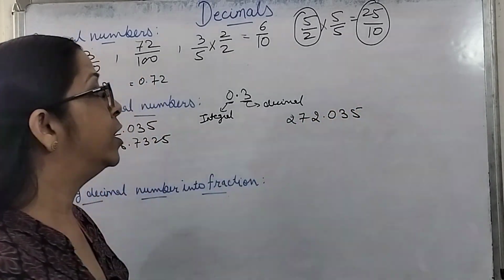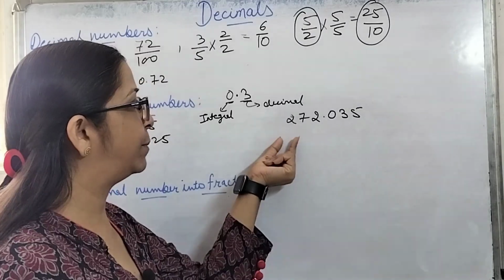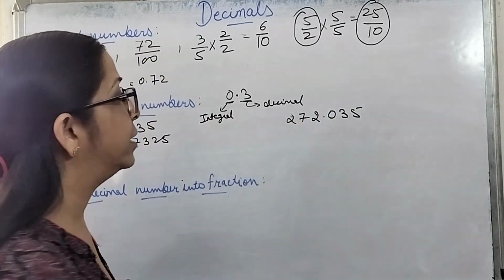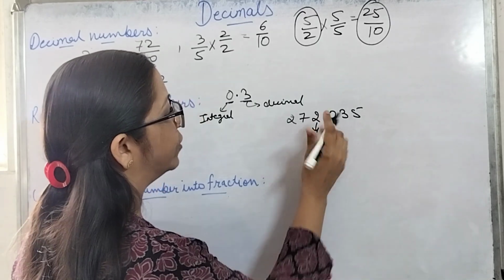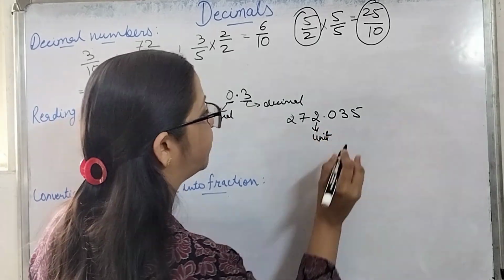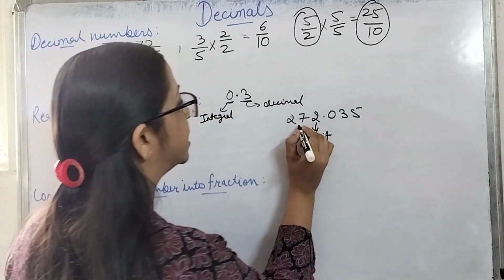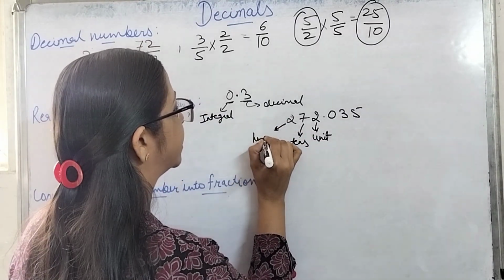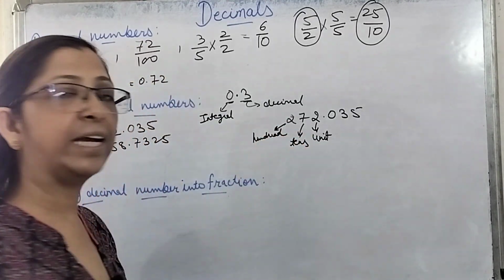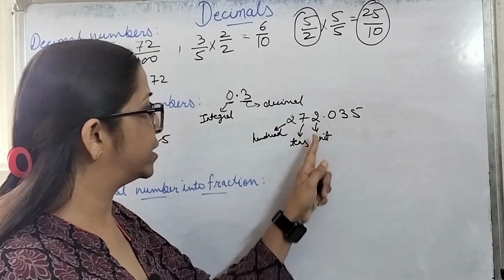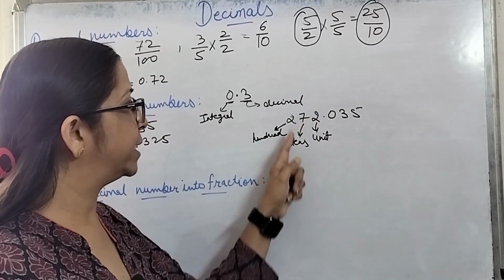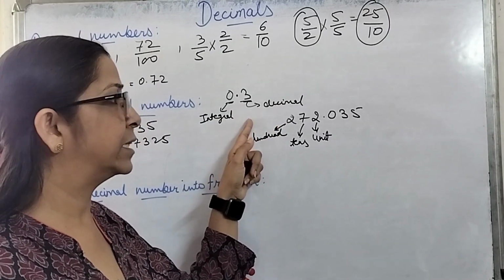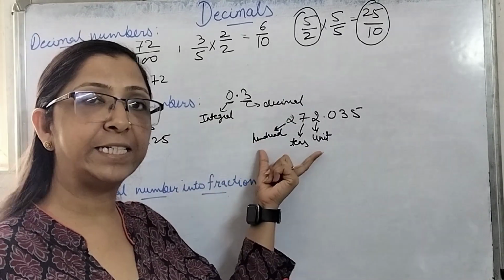Now what the place values are, suppose we have taken the number 272.035. Before the decimal part, that means towards the left of the decimal, that is your integral part, the first digit is your units place. This is your tens place. This is your hundreds place. This we have already learned. If there is any other digit, it will be your thousands, then 10,000s, like that. All these will be the places there.